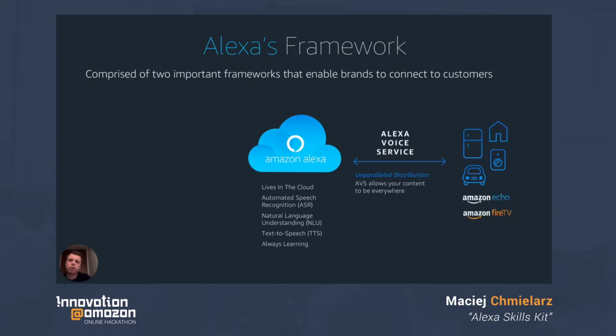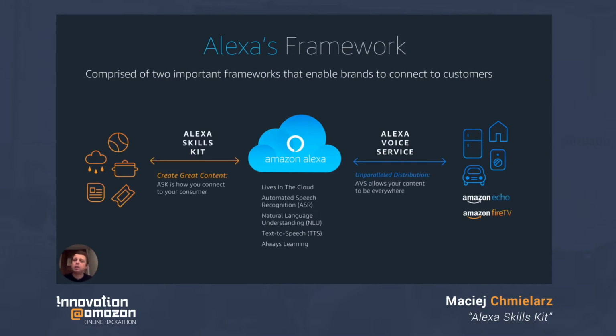So the first one is Alexa Voice Service, AVS, that allows developers to enable voice interactions on connected products. So if you develop a device that has a microphone, has a speaker, and has internet connection, you can use AVS API to connect this device to Amazon Alexa. On the other side, there is Alexa Skills Kit, ASK, which is a set of tools that let you teach Alexa new skills.